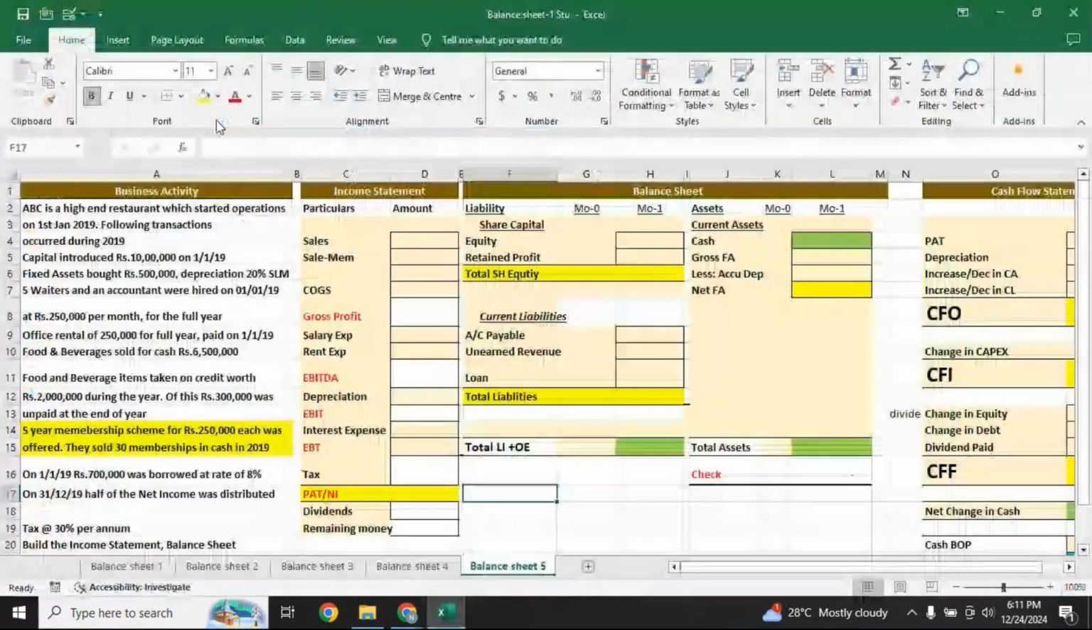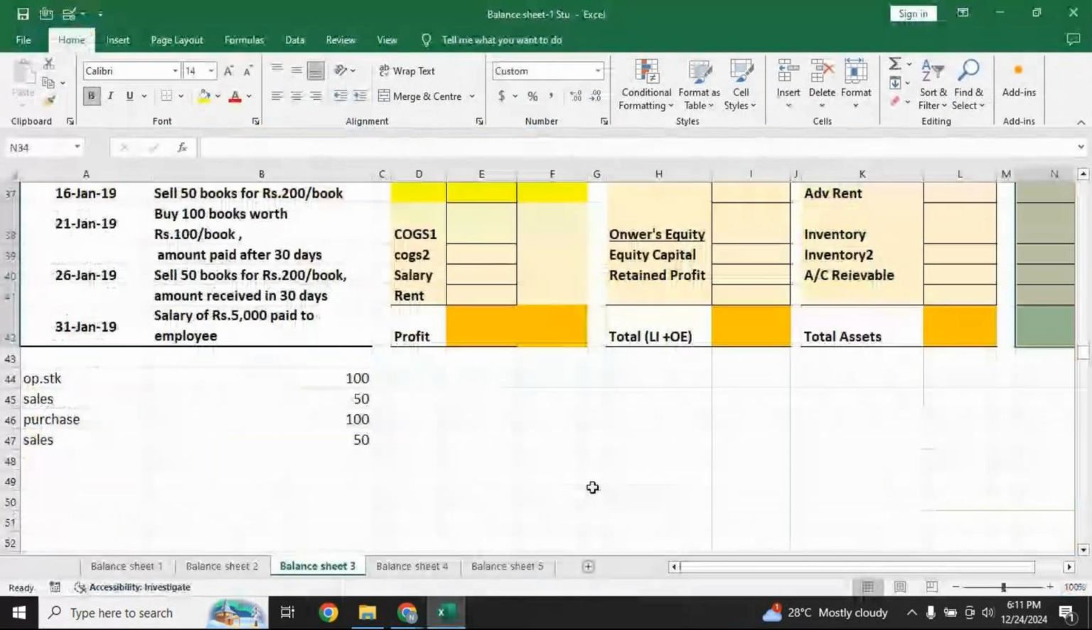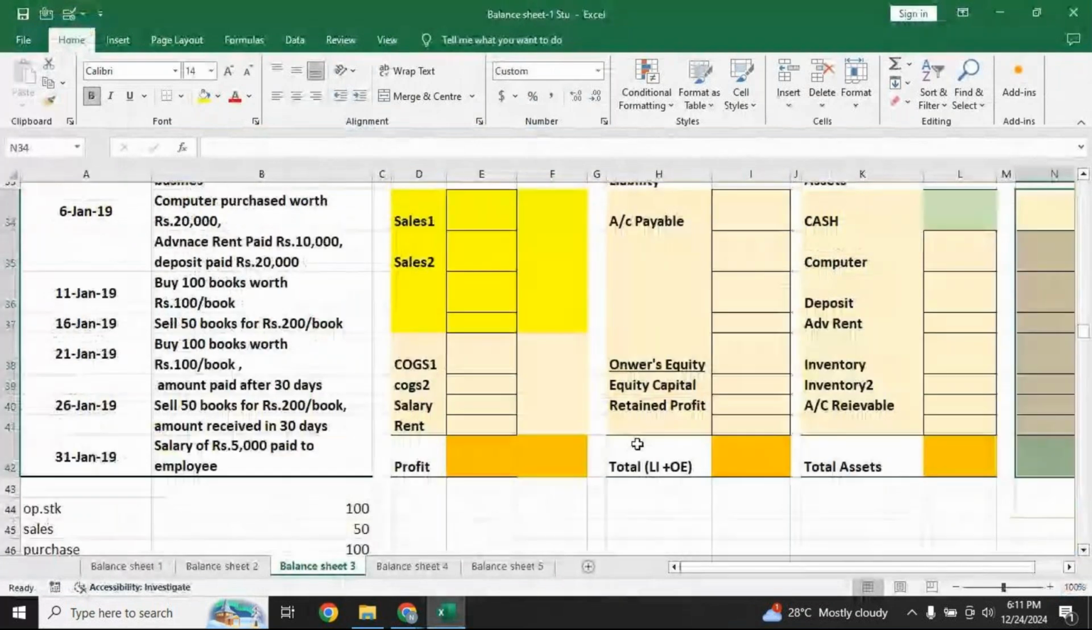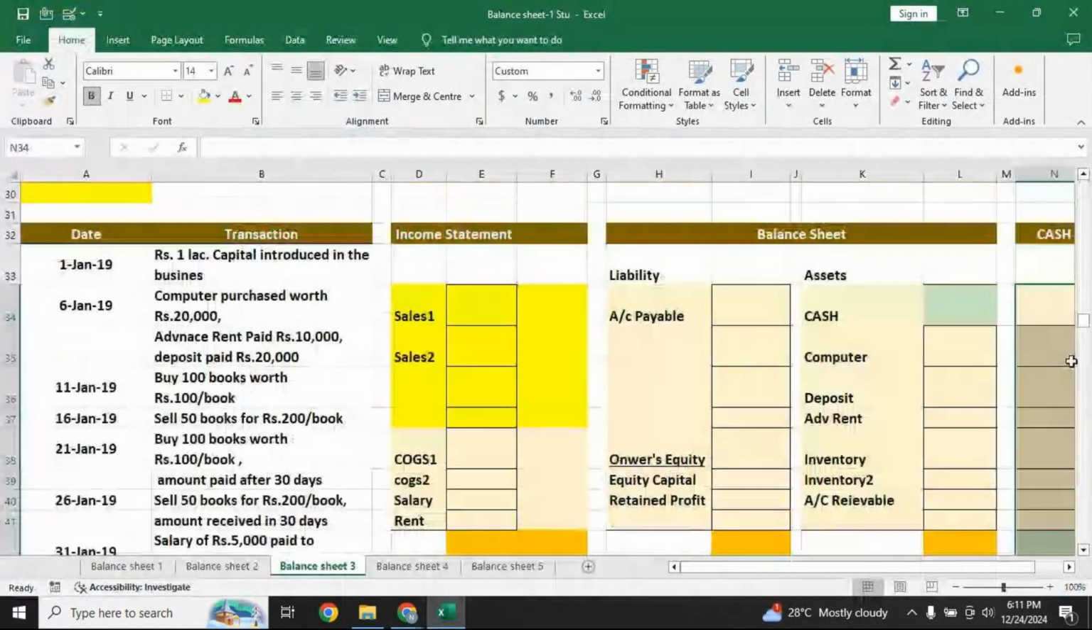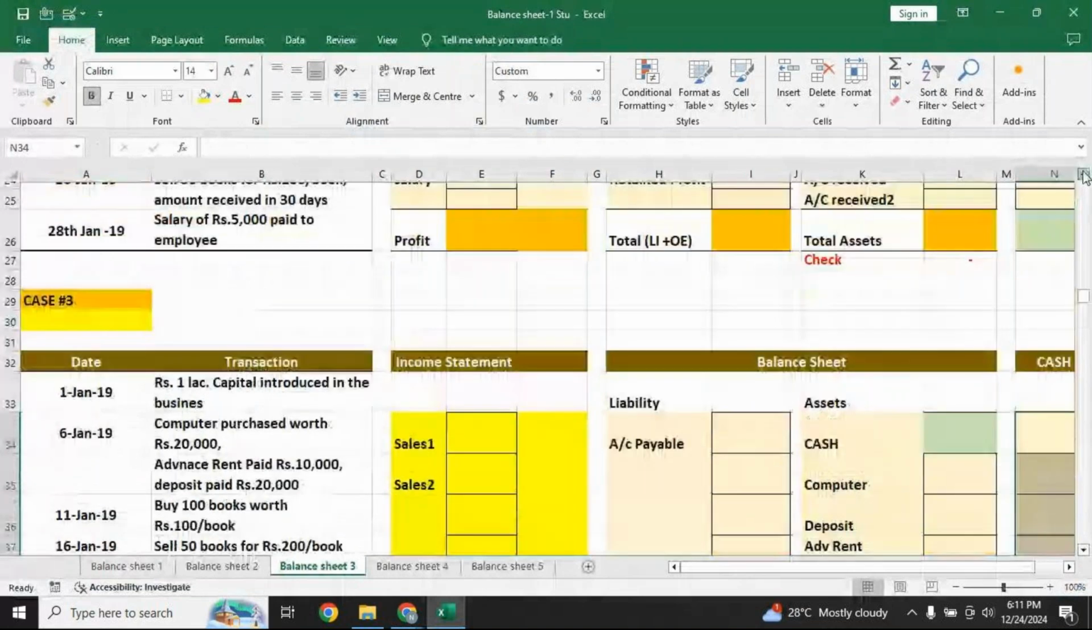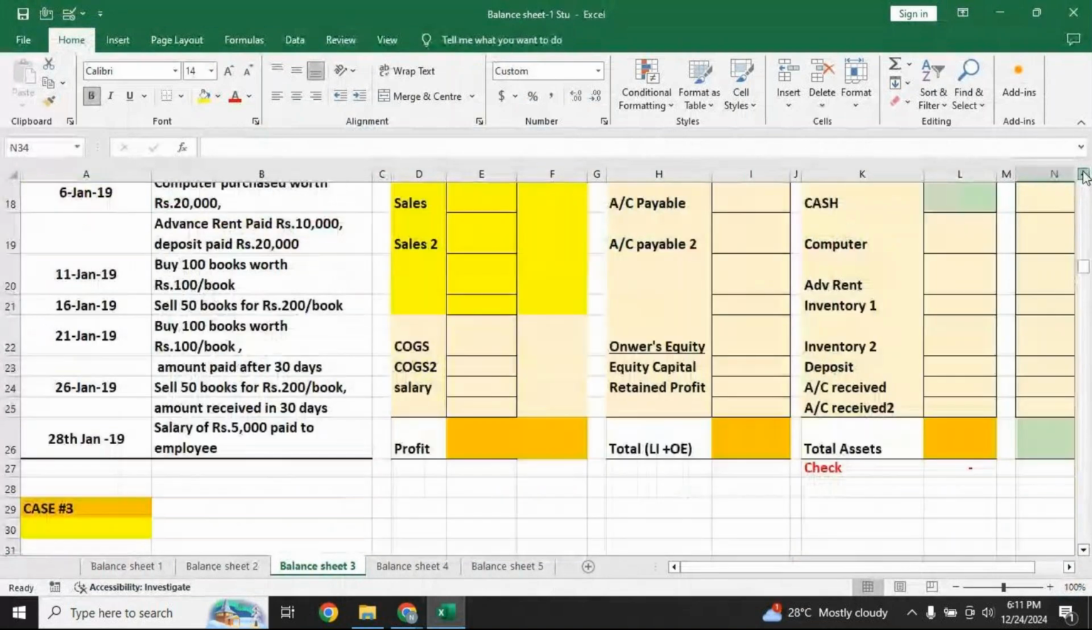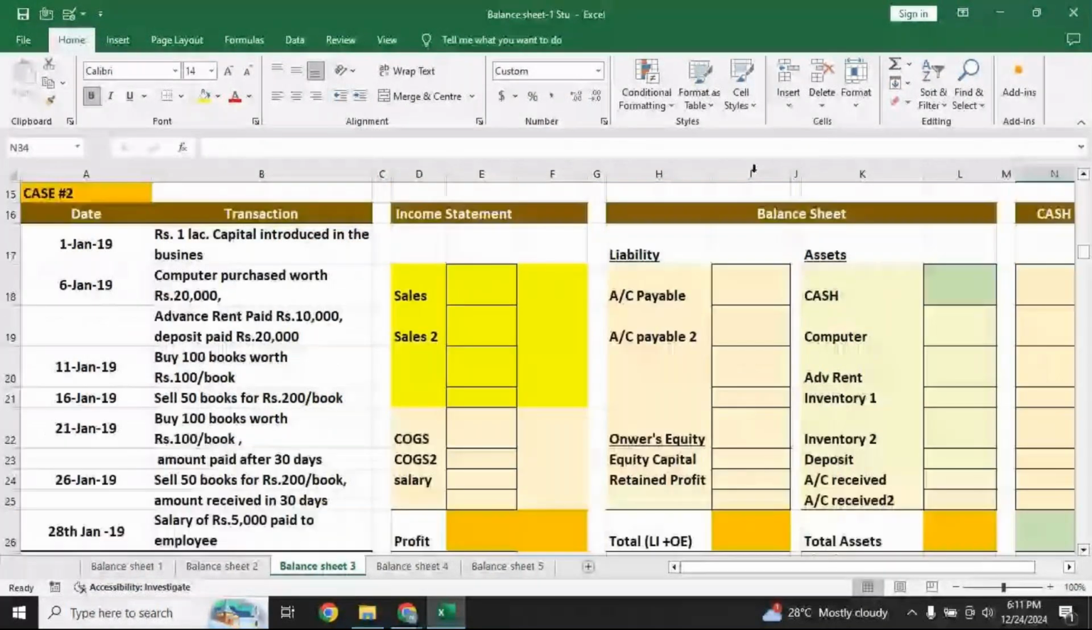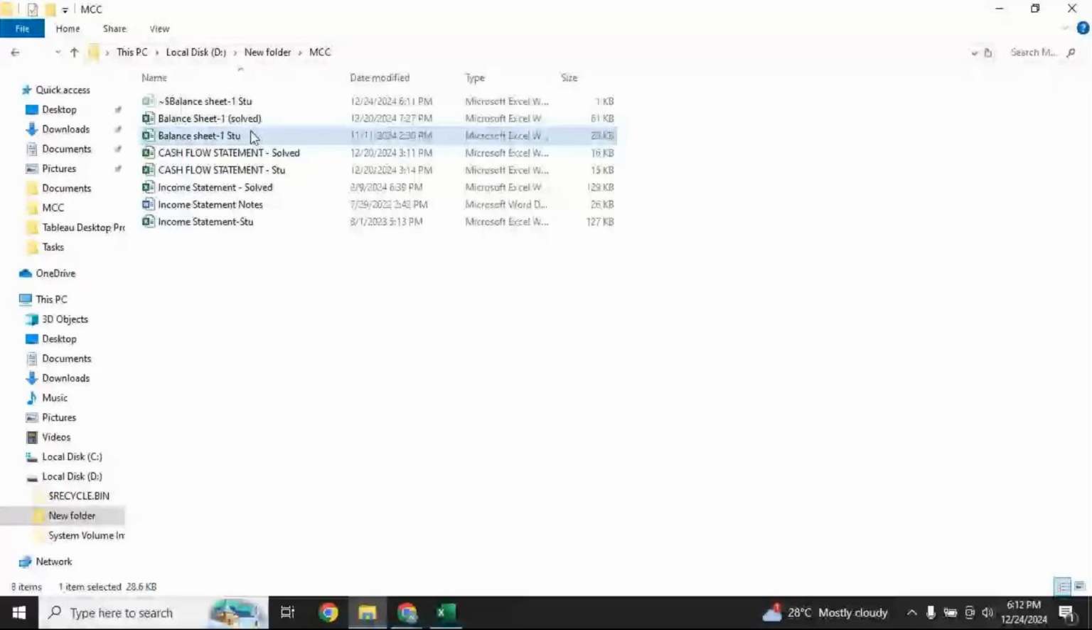So yesterday we were doing balance sheet 3. The first one I solved and showed. I had asked you people to solve case study 2 and 3. So try solving this. If you want, I will show you the solved one. If anybody has cleared it, you can check.